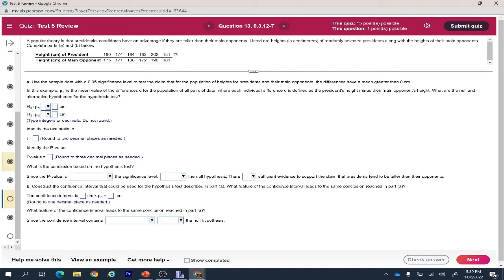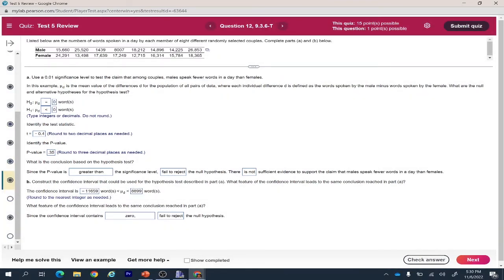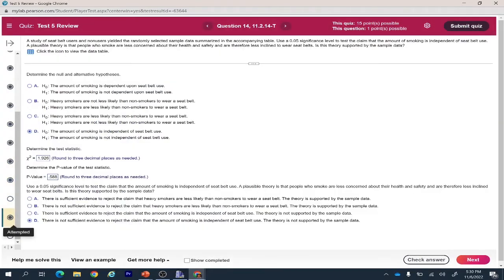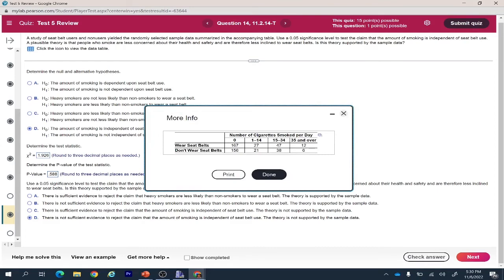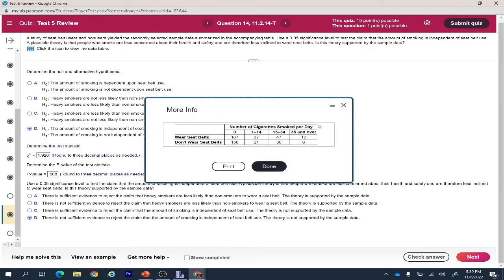This is problem 13. This problem is very similar to the previous problem, number 12, so I'm going to skip this. Let's go to problem number 14, which is a study of seatbelt users and non-users yielded the randomly selected sample data summarized in the table here. If you are smoking cigarettes, then the chance of wearing a seat belt is less: more cigarette use, less seat belt wearing, and the data is given here.